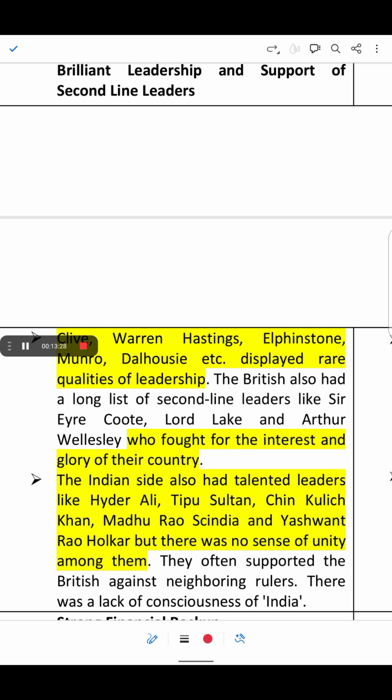Also, they had strong second-line leaders like Lord Lake, Arthur Wellesley and Eyre Coote, who supported the main leader and fought for Britain with devotion. For example, Arthur Wellesley defeated an Indian ruler in the Battle of Assaye. This battle was important because the Marathas were defeated under the leadership of Arthur Wellesley of the British Empire, and this is how Wellesley helped the British increase their control and defeat the Marathas, who were very powerful in those days.